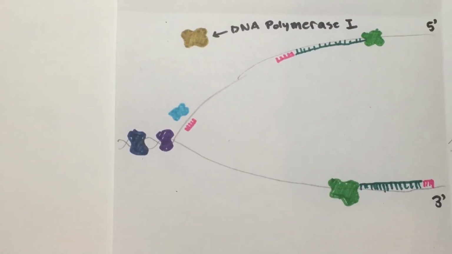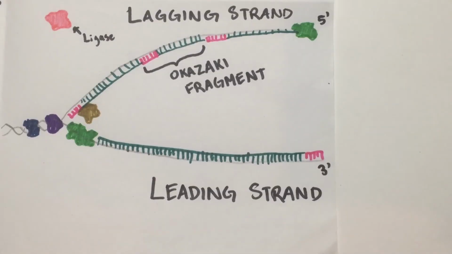On the template strand that runs 3' to 5', the DNA polymerase continuously synthesizes DNA, catalyzing the phosphodiester bonds between nucleotides. The continuous nature of synthesis makes this DNA replication strand the leading strand. On the other template strand, which runs 5' to 3', lagging strand synthesis takes place.